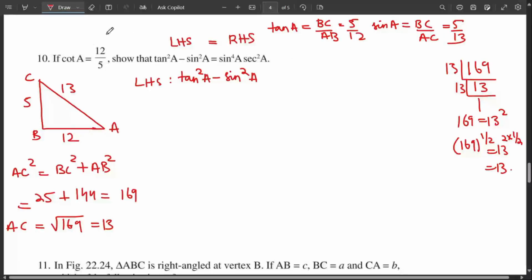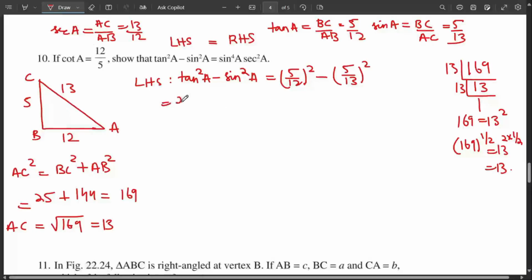So what is secant A equal to? Secant A is equal to the hypotenuse AC divided by the adjacent side AB. So 13 by 12. So tan A is nothing but 5 by 12, so it will be 5 by 12 the whole square. Sin A is nothing but 5 by 13, so it will be 5 by 13 the whole square.